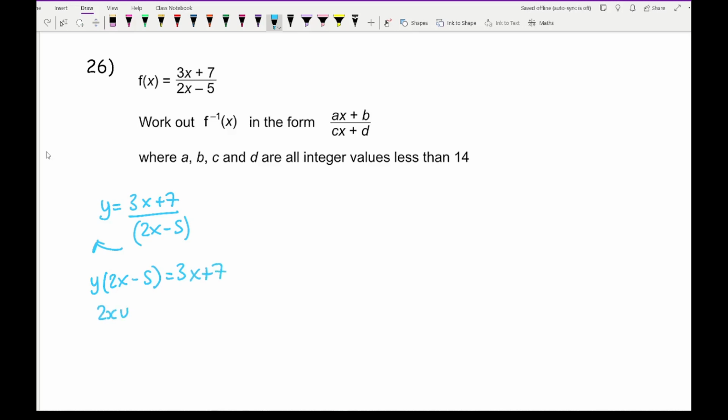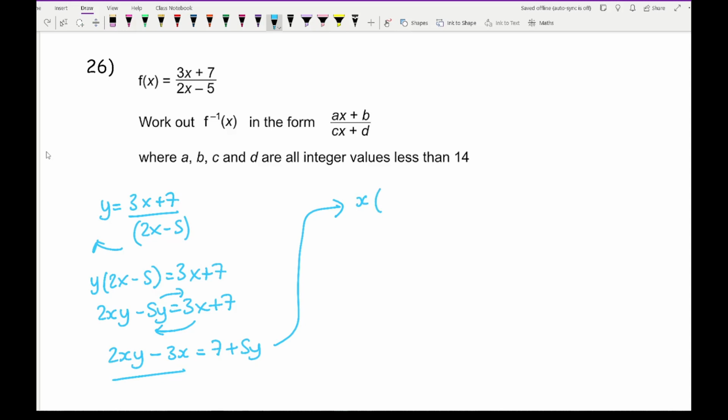Expanding the brackets, I get 2xy minus 5y equals 3x plus 7. Taking the 3x over to this side and the 5y over to the other side, I end up with 2xy minus 3x equals 7 plus 5y. Now I'm going to factorize the left hand side, taking x out, so I've got x times (2y minus 3) equals 5y plus 7. I've just jigged those two things around, it doesn't make a difference.